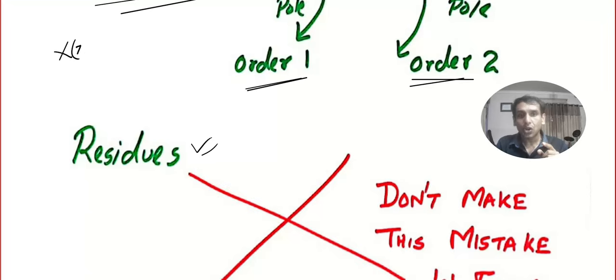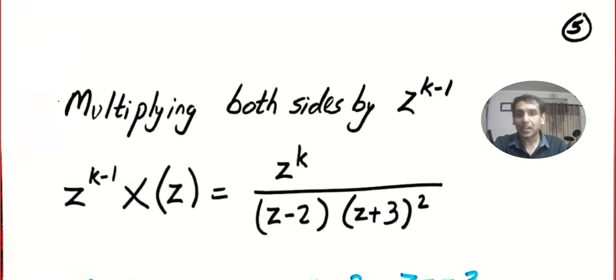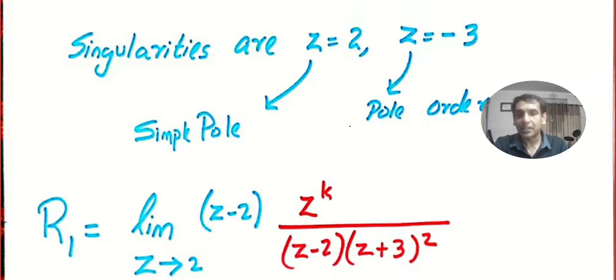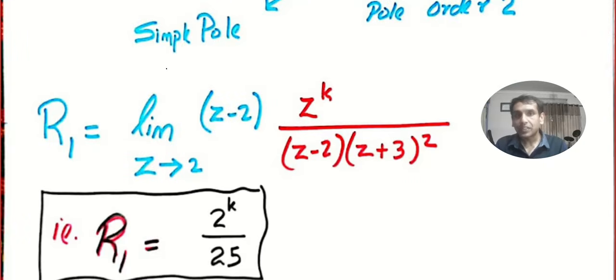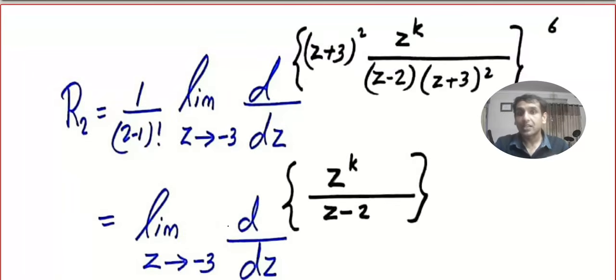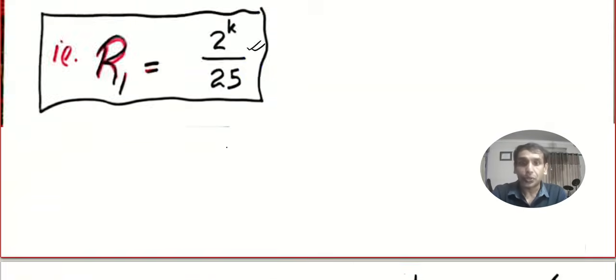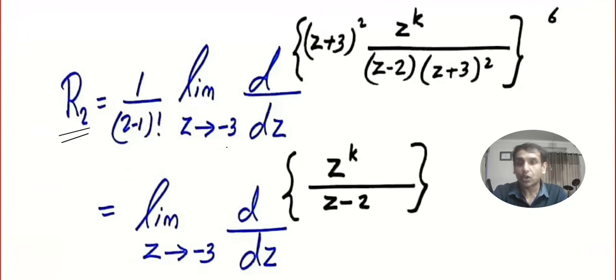Step number 1, call the given function as capital X of Z. Step number 2 is not calculating the singularity or the residue. Step number 2 is multiplying both sides by Z power k minus 1. So I multiplied both sides by Z power k minus 1. I calculated the singularities. The first one is a simple pole, so I'll cut down the drama. I calculated residue 1. I hope you got the same answer. And now I'm going for the second pole. The second pole is of order 2. I hope you noticed that one.